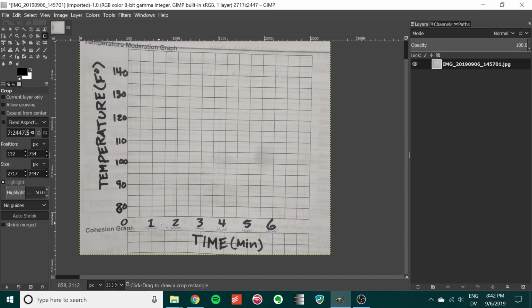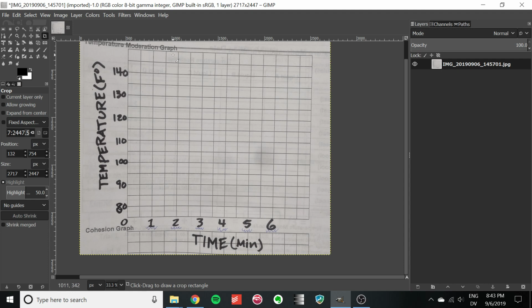At the bottom you've got 0, 1, 2, 3, 4, 5, 6. This represents the time in minutes. By the way, time is our independent variable, but also the literal word time right down here is our title for our x-axis. Temperature is the title for the y-axis, and it goes 80, 90, 100, 110, 120, 130, 140. The title for the entire graph is temperature moderation graph.